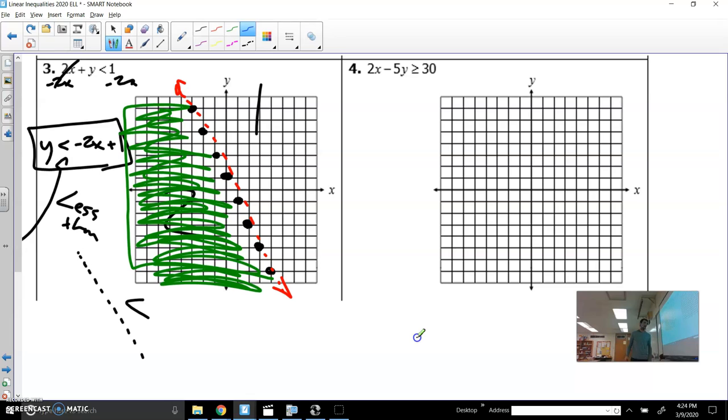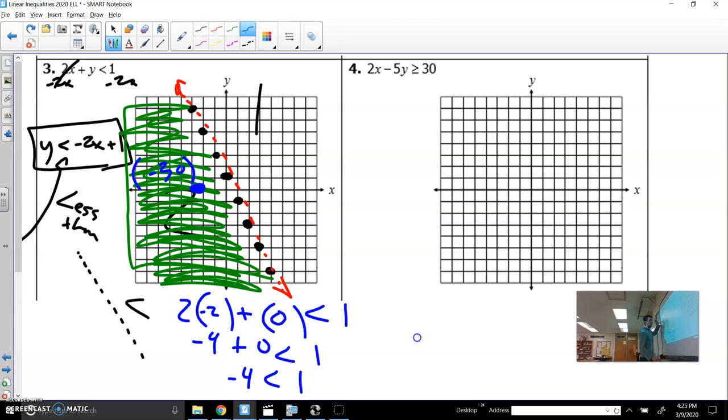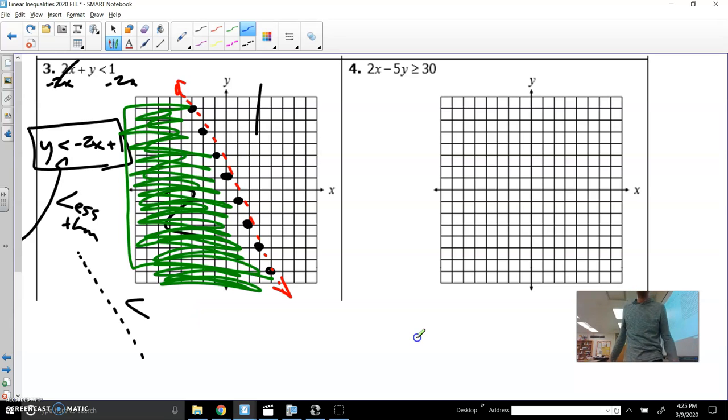So I don't do this for everyone, but I will show, for example, here's the point -2, 0, which means if you plug in 2x, 2 times -2, plus y, y is 0, that comes out to be -4, and that is less than 1. That is a true statement. So that point, -2, 0, that's in that green space, that I did shade correctly because that point should be on the line or should be in that inequality.